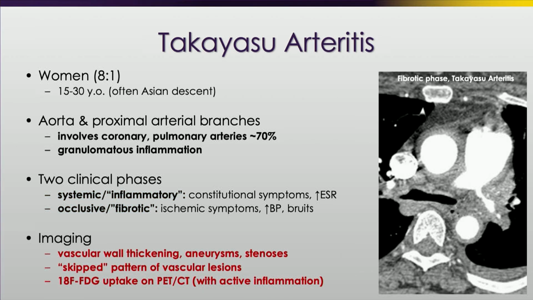I'll show you some imaging examples of Takayasu arteritis, including findings of wall thickening, aneurysm formation, and stenotic segments in a skipped pattern, which is very classic for Takayasu arteritis. In other words, not long contiguous zones of involvement, but rather skipped lesions. And PET-CT can be positive in stages of active inflammation, as in many vasculitic syndromes.